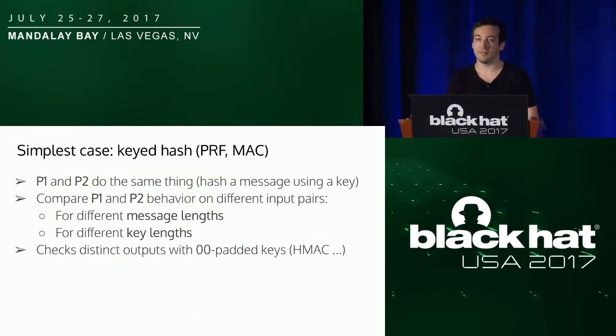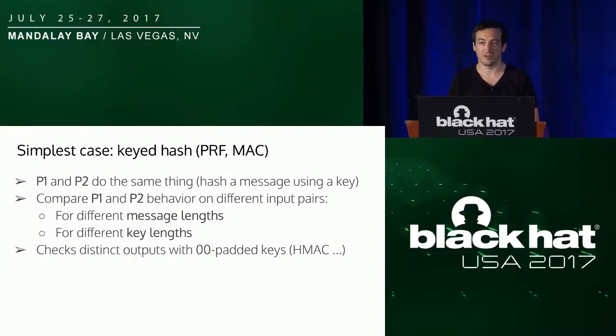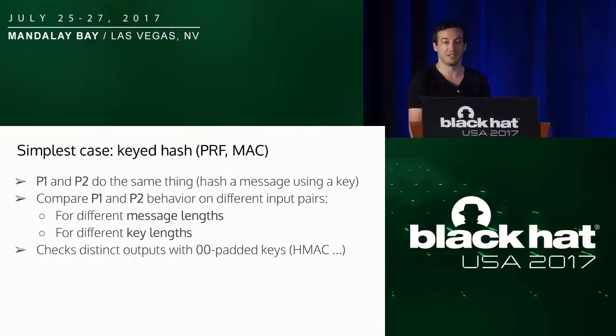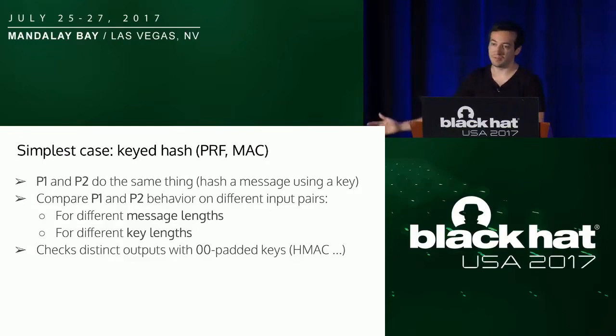So again, the simplest case is that of a hash function or a keyed hash function. A keyed hash function is like a hash function, but you have a secret key, a secret parameter, so you can only compute the output if you know the secret key. A PRF, or pseudo-random function, or a MAC, they're essentially keyed hash functions. Here P1 and P2 do exactly the same thing, so you're supposed to get the same output on the same input.